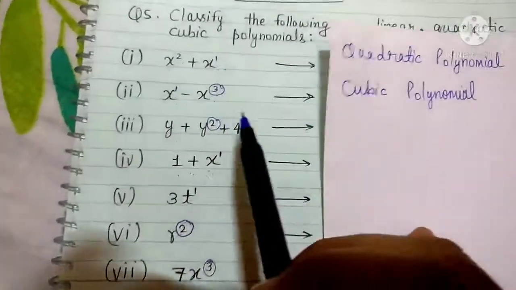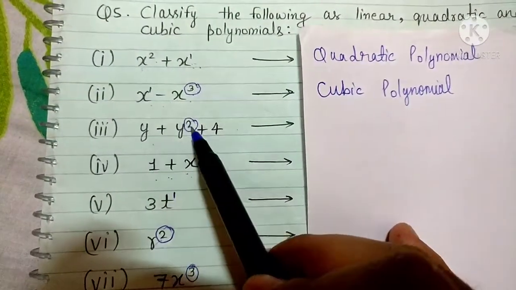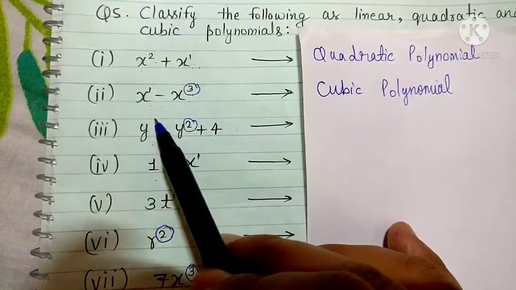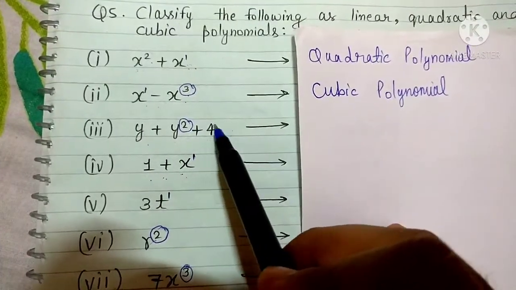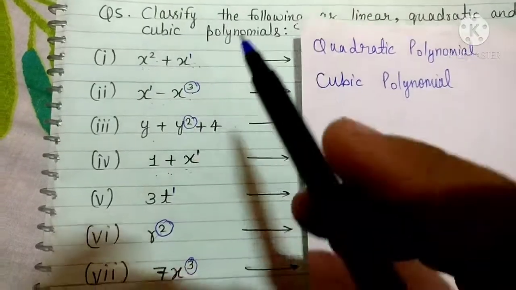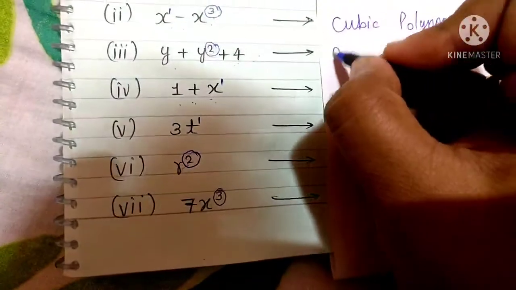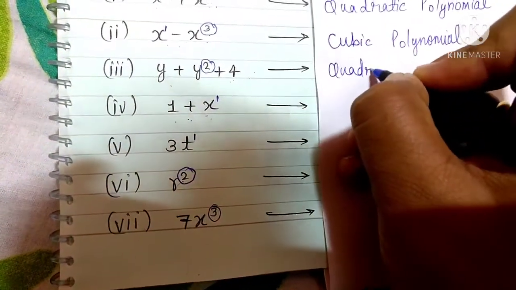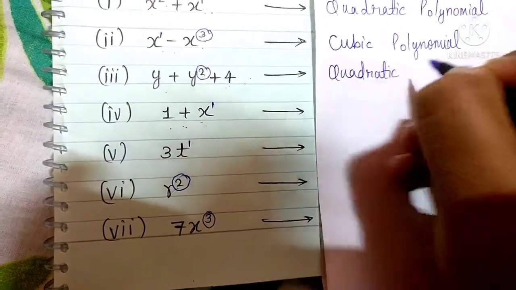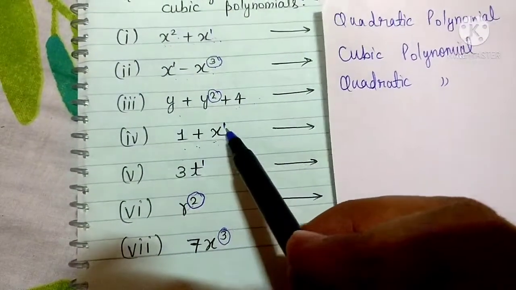Okay. Now next, y plus y raised to the power 2 plus 4. The highest power is 2 here. The power of this y is 1, and the 4 is a constant. The power of this y is 2. This is the highest one, so it will be called a quadratic polynomial.